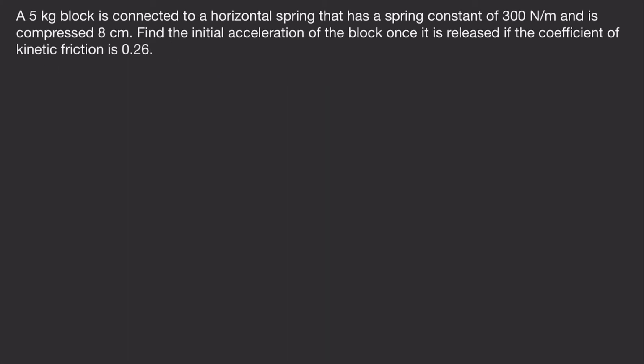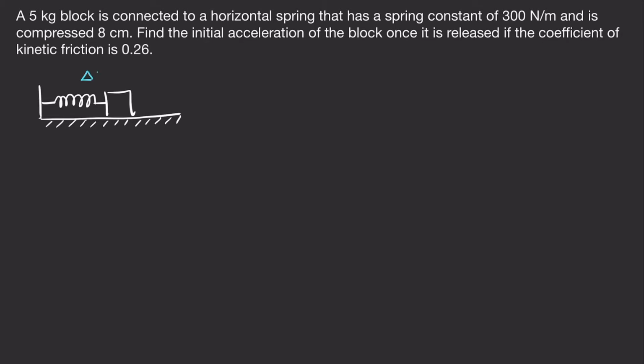So in this next problem, we have a 5 kilogram block that is connected to a horizontal spring that has a spring constant of 300 newtons per meter and is compressed by 8 centimeters. And we're asked to find the initial acceleration of the block once it is released if the coefficient of kinetic friction is 0.26. So I'm going to draw a picture. We have a block connected to a compressed horizontal spring, and it's on a rough surface since there's friction.